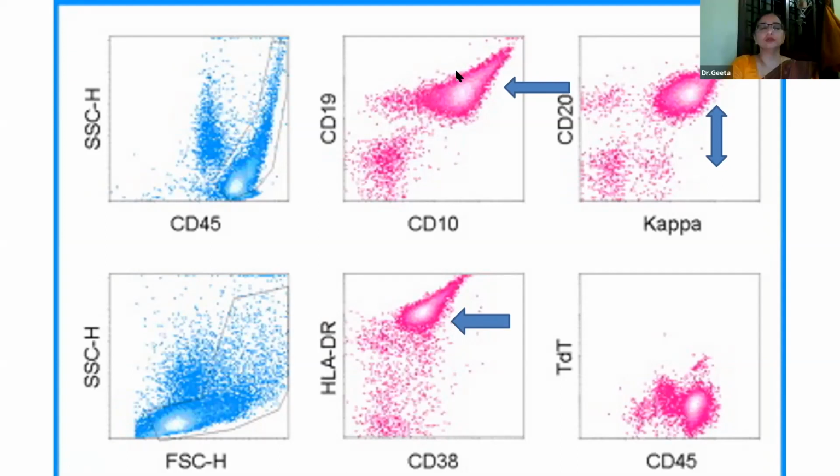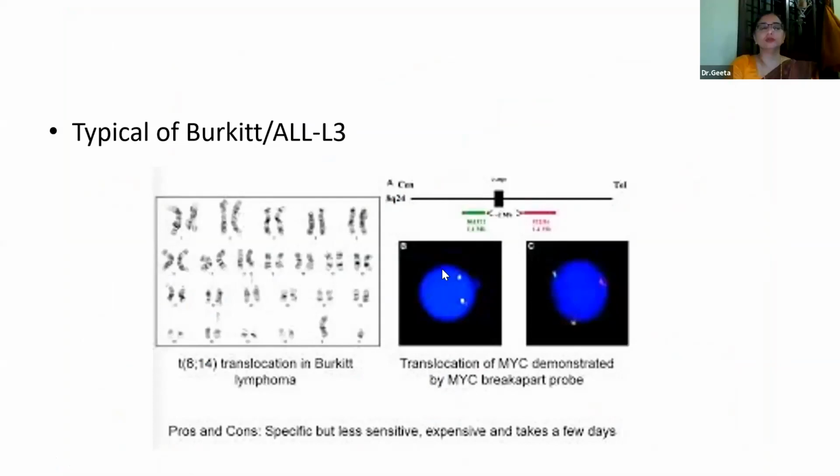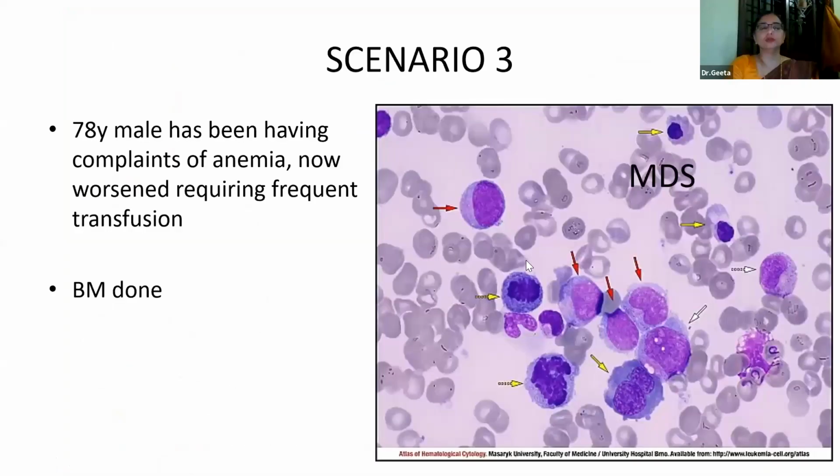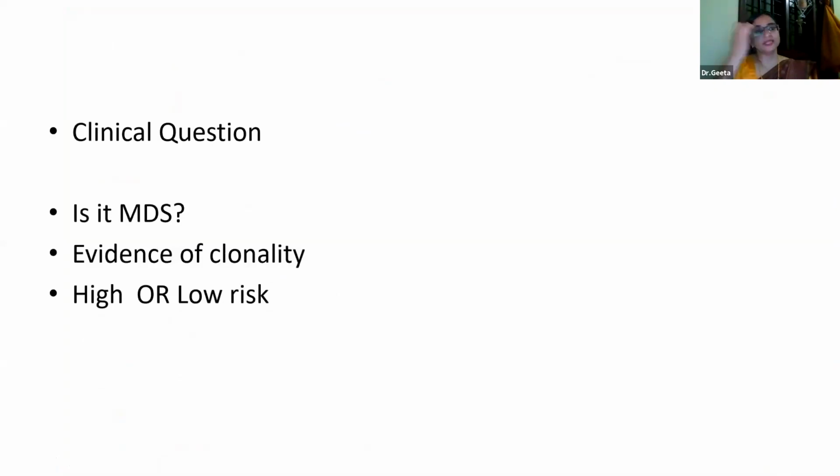So this is the FISH picture which shows translocation of 8. A male who had anemia, long-standing duration, and his bone marrow showed all these dysplastic cells. We ran the flow cytometer experiment. So the clinical question being, is it MDS? Is there an evidence of clonality? Is it high or low risk?